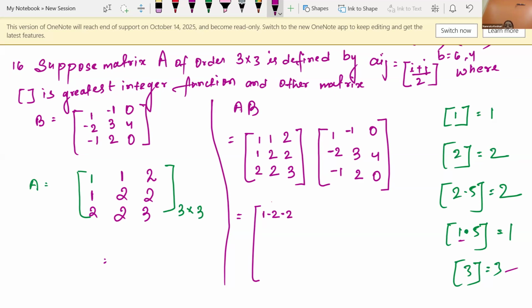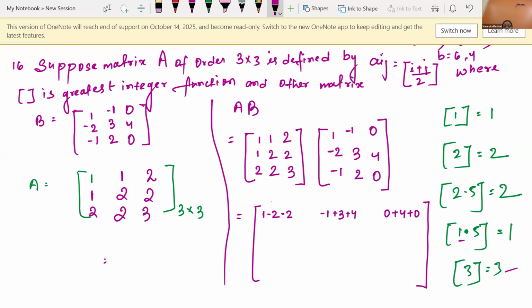So 1 into minus 1 is minus 1. Then 1 into 3 will be plus 3. And then 2 into 2 will be plus 4. Then first row and third column. So 1 into 0 is 0, 1 into 4 is 4, and 2 into 0 is 0. Clear? Yes. Then second row with the first one.